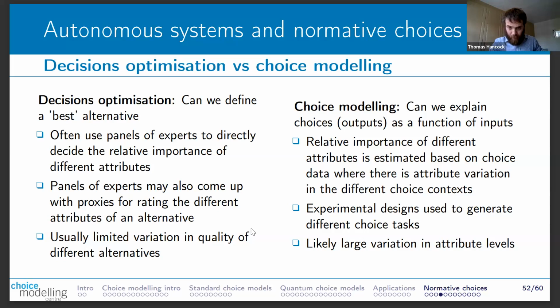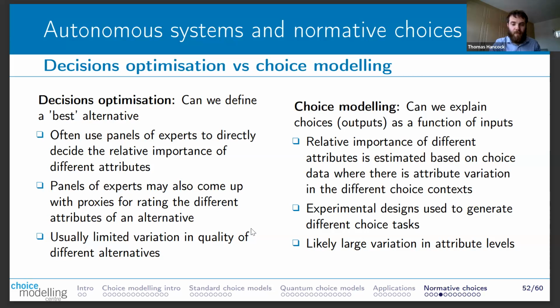In choice modeling, we're going to look again at explaining choices as a function of inputs. So really, the relative importance of different attributes is estimated, not stated, and it's based on choice data where there is significant attribute variation in the different choice contexts. So if you can see how people choose in a given context, that will help you understand what the relative importance of these different attributes actually is.